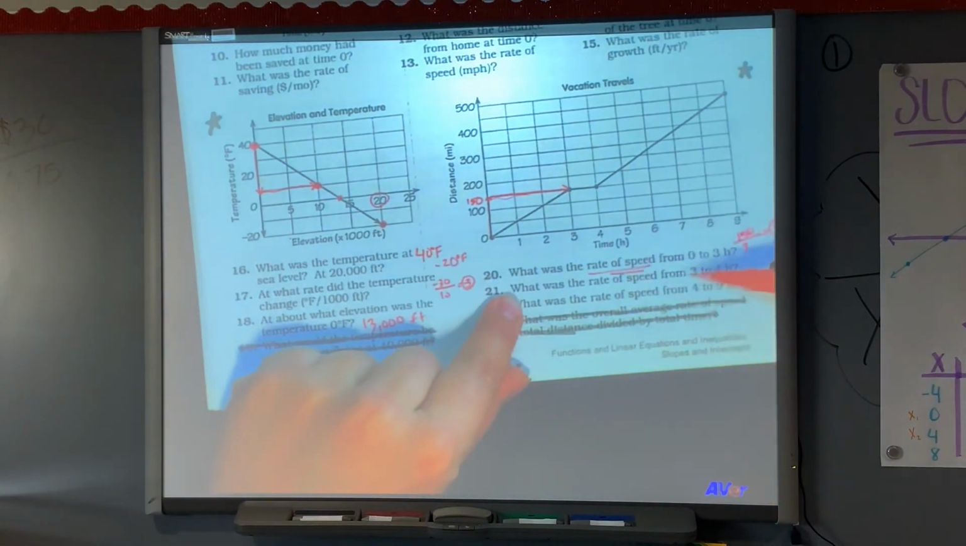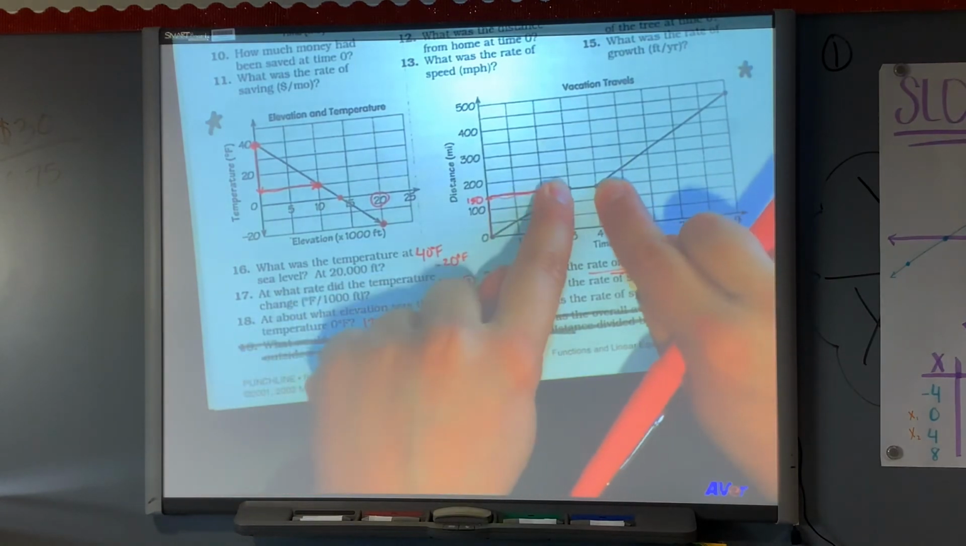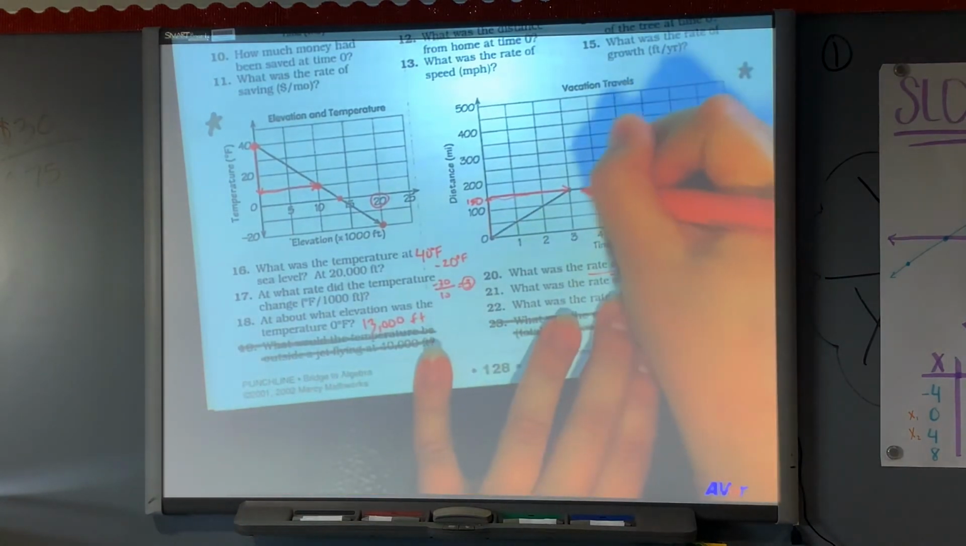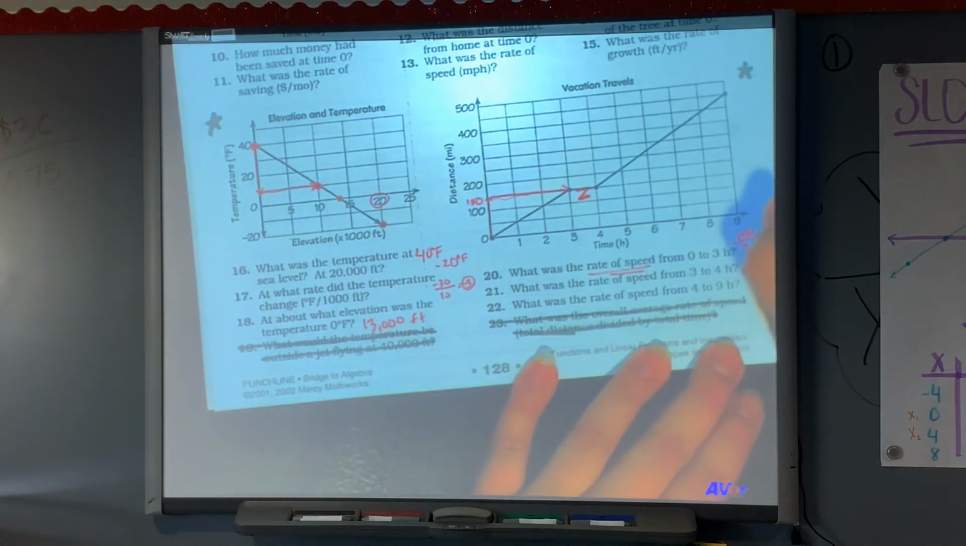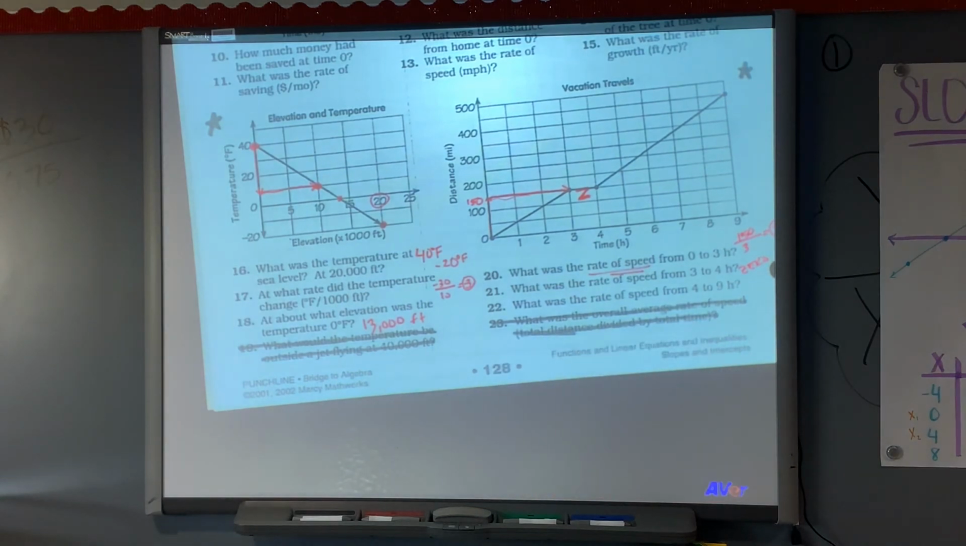Then it says, what is the rate of speed from 3 to 4 hours? And they didn't go up at all. They stayed stagnant. And remember, we know this slope is going to be 0. You could put an actual 0, but I don't want you to get it confused with an O or anything like that.